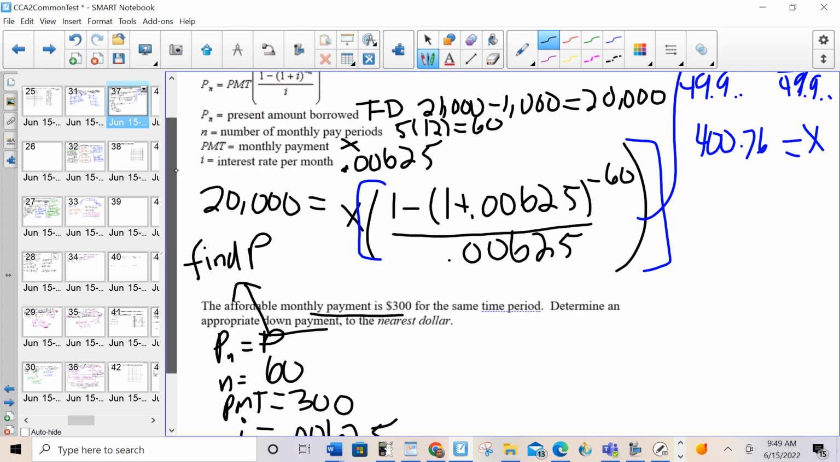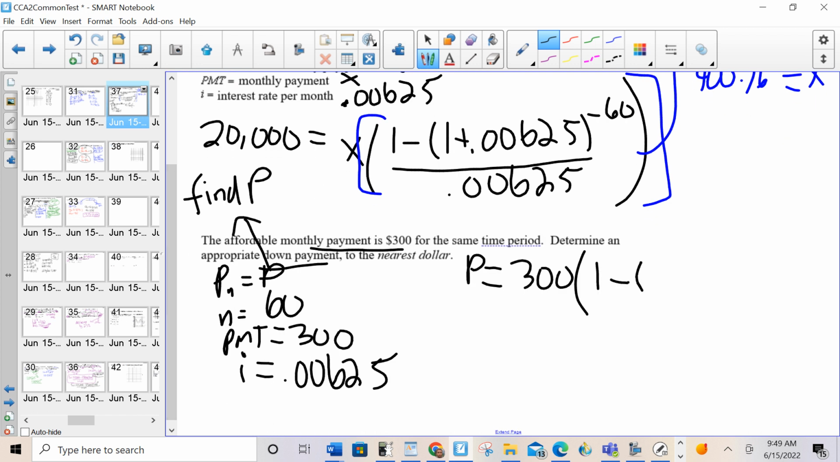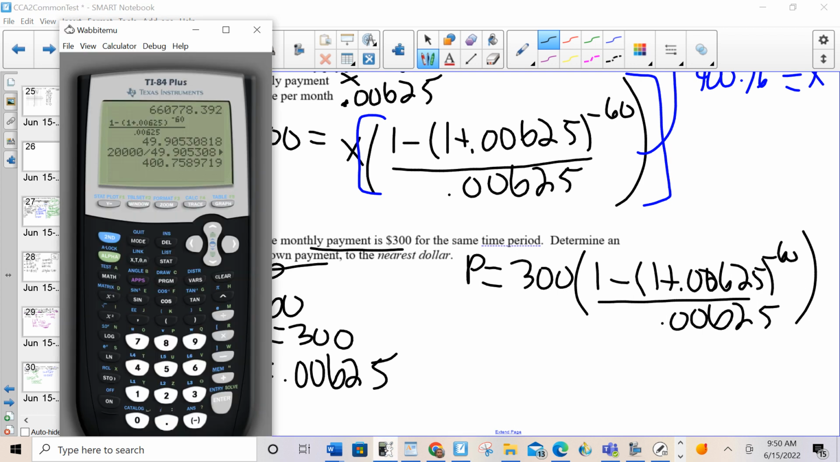So I'm going to now take those values and substitute them in. So P is what I'm finding equals 300. I can kind of pull the rest here. 1 minus 1 plus 0.00625 to the negative 60 over 0.00625. I can type this whole thing into the calculator since P is by itself. 300 parentheses alpha y equals enter. 1 minus 1 plus 0.00625 to the power of negative 60 over 0.00625. 149715 dot dot dot.